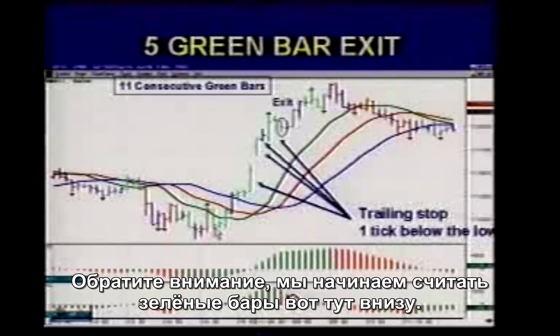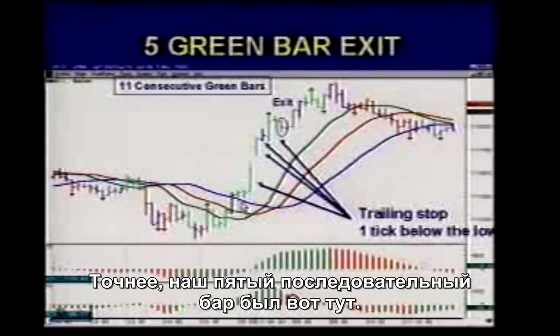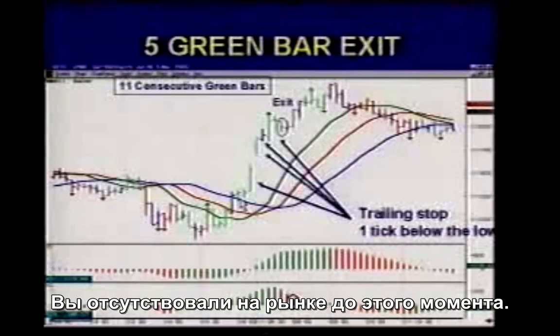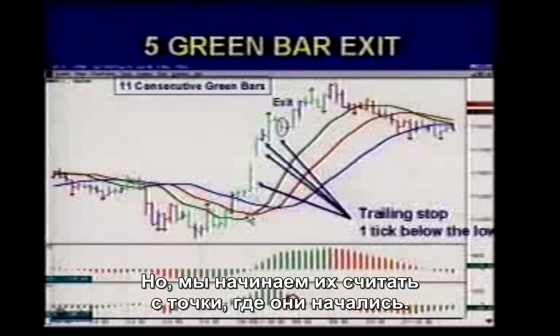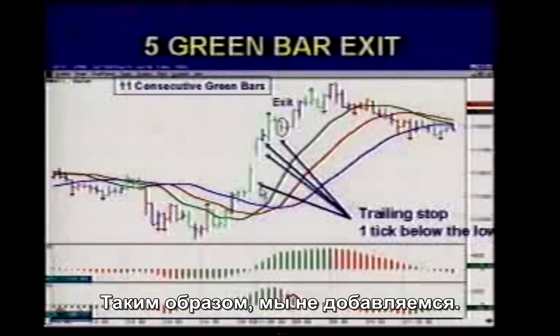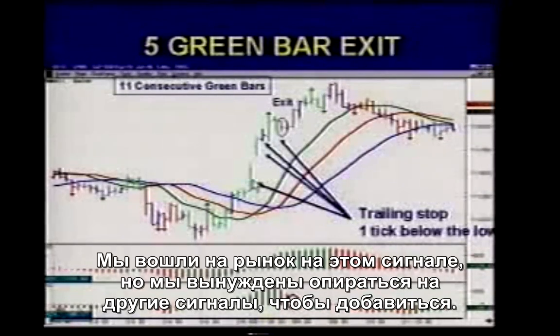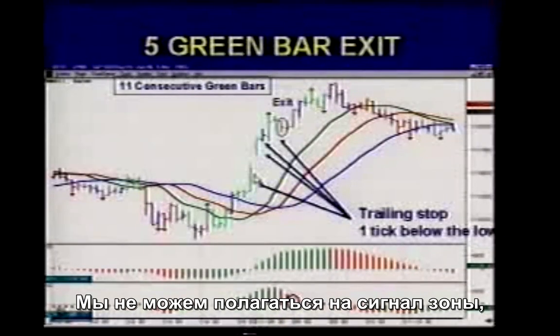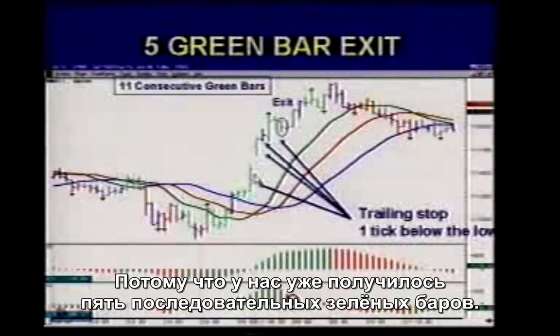So we noticed we started down here with the green bars. Actually, your 5th consecutive green bar was here. Now, you weren't in the market until this point, but we're going to start counting them from where they started. There was not a break in the consecutive colors. So we did not add on anything. We got in on this one signal. We had to rely on our other signals to add on. We could not rely on the zones because there already had been 5 consecutive green bars.